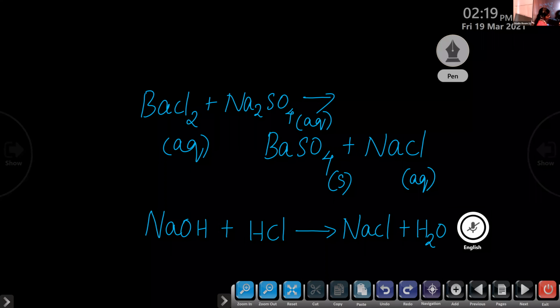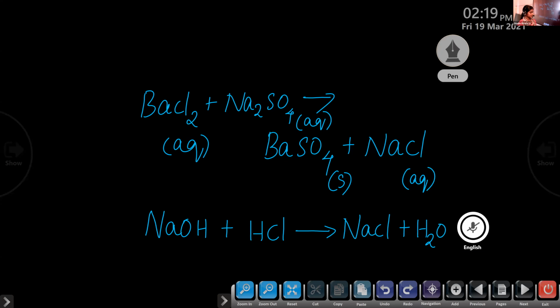This is the chemical equation of this particular reaction. For the next class, you have to write the physical states and also balance this equation. Clear? This is clear for everyone? Yes, ma'am. Okay. Please write this equation.